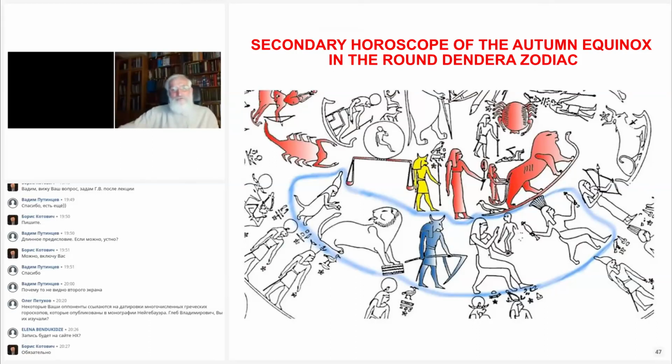A young year. The year started in September. The year was born, and it is held in the hand. Here, in the secondary horoscope, Saturn is present. That is, next to the Sun in the autumn equinox, Saturn should be nearby. This is how everything was verified.